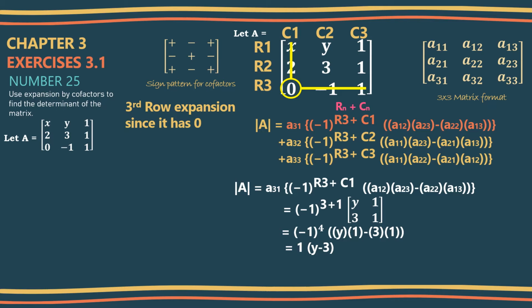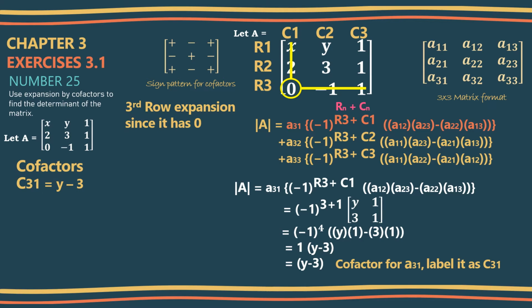Negative 1 raised to 4 is positive 1 times y minus 3. And then we multiply, we have y minus 3. This is the cofactor for A sub 3, 1. And then we label it as C sub 3, 1. This is our first cofactor for the row 3. We have C sub 3, 1 equals y minus 3.